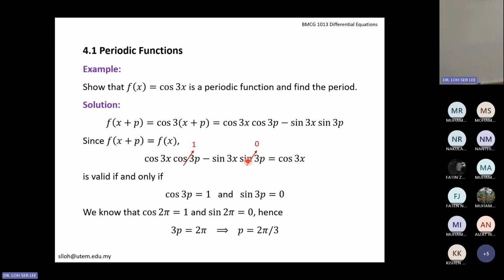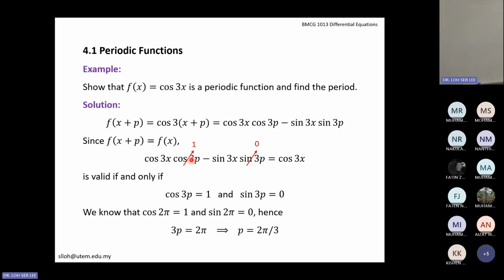Now we compare both sides. On the right, we have only cos 3x. So this one should be 1 and this one should be 0 in order for us to have cos 3x. Left hand side and right hand side are supposed to be the same.